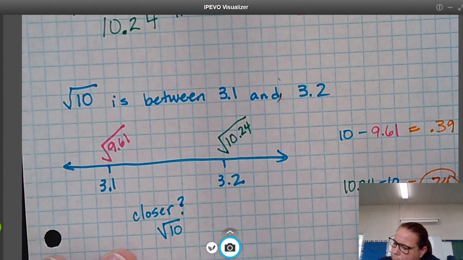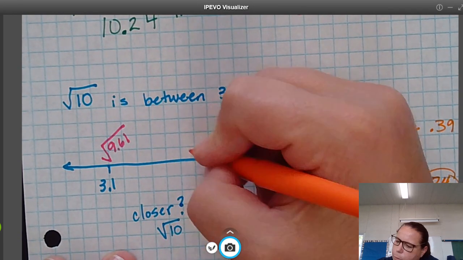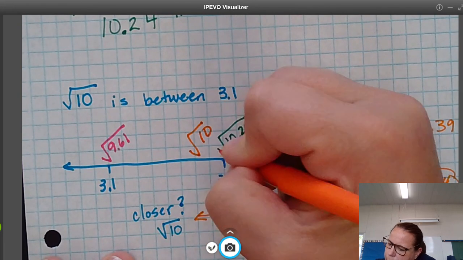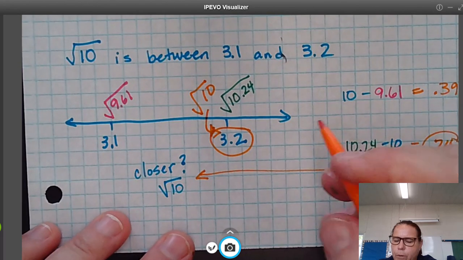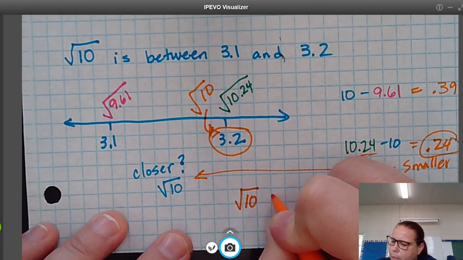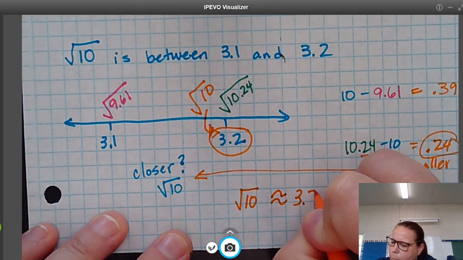And so this is smaller. The smaller the difference, if it's smaller, that means it is closer. So the square root of 10 is closer to 3.2. So then I would say the square root of 10 is approximately 3.2.